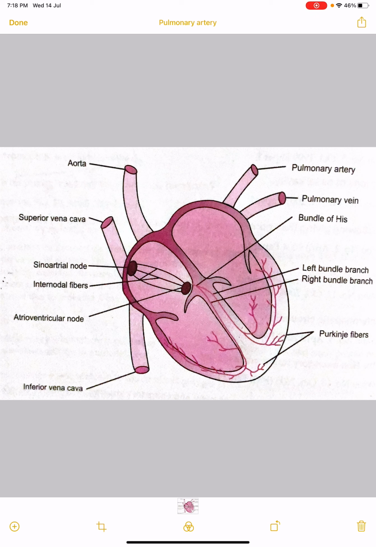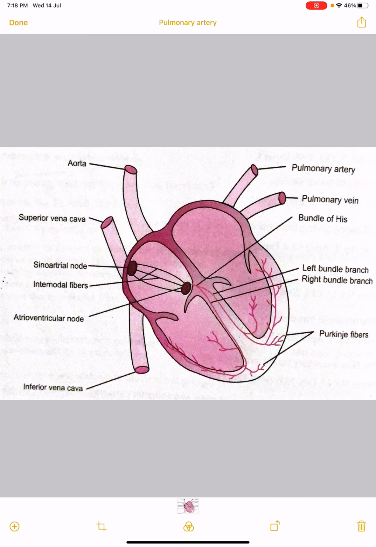Just check over there. You got the SA node, that is the sinoatrial node. Then next to that, you got internodal fibers. Then from there, the AV node, that is the atrioventricular node. From there, you got the bundle of His. The bundle of His divides into right and left branches. And these right and left branches terminate as Purkinje fibers. The right branch goes to the right side of the heart and the left branch goes to the left side of the heart. So this is the overview.